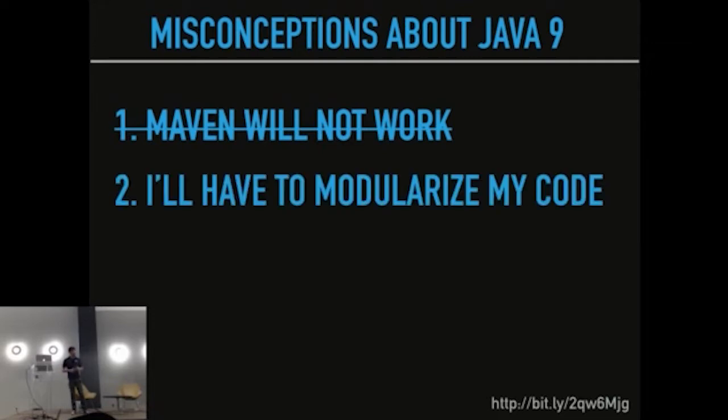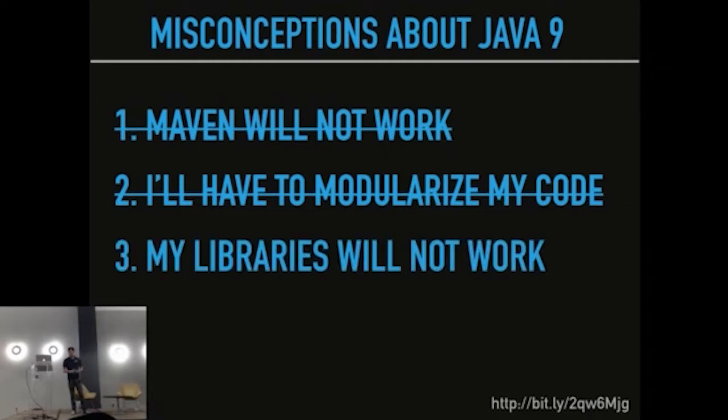A second big misconception about Java 9 is that you'll have to modularize your code to go to it. And again, that is not true. Not only will you not have to modularize the code, Mark Reinhold himself even suggests that you should do a serious ROI analysis before you attempt to modularize your code. It's a very labor-intensive process and also has a lot of risk involved. So you don't have to modularize the code, and you should strongly consider doing an ROI analysis before you attempt it.